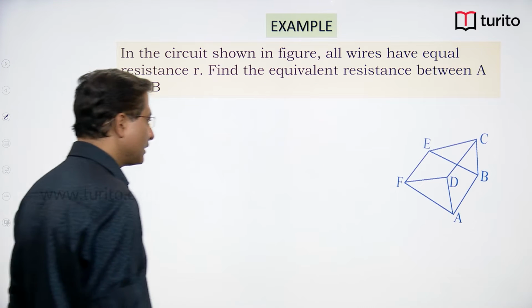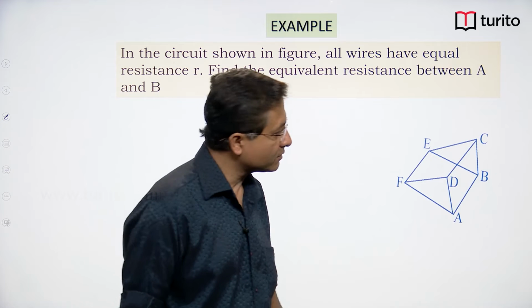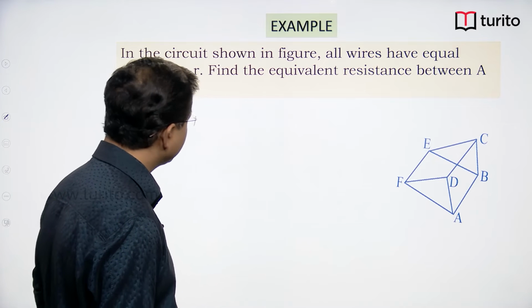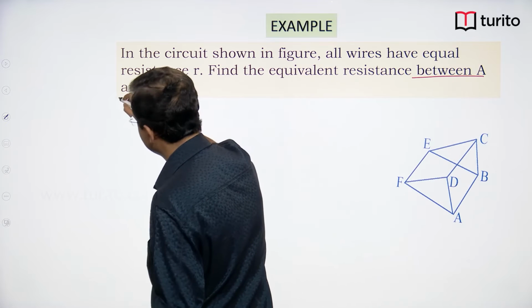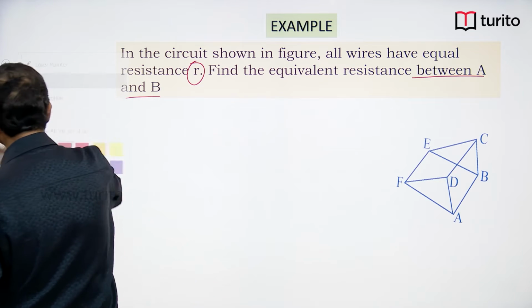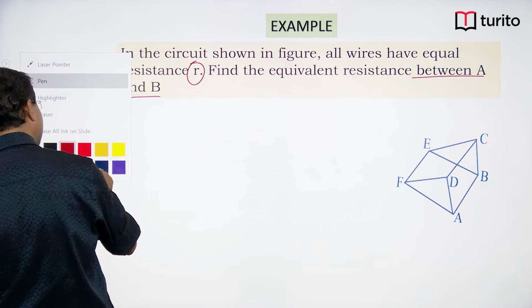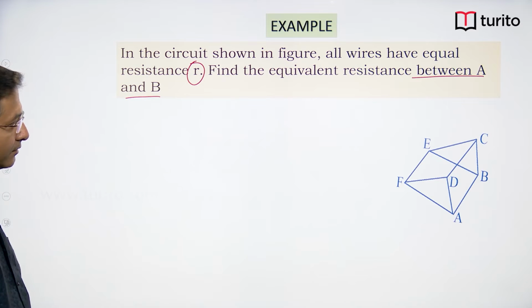Again I have taken one 3-dimensional structure. What is the equivalent resistance of this across AB? Between AB we need to find out first. And all the wires have resistance small r. Okay. Now look at AB.